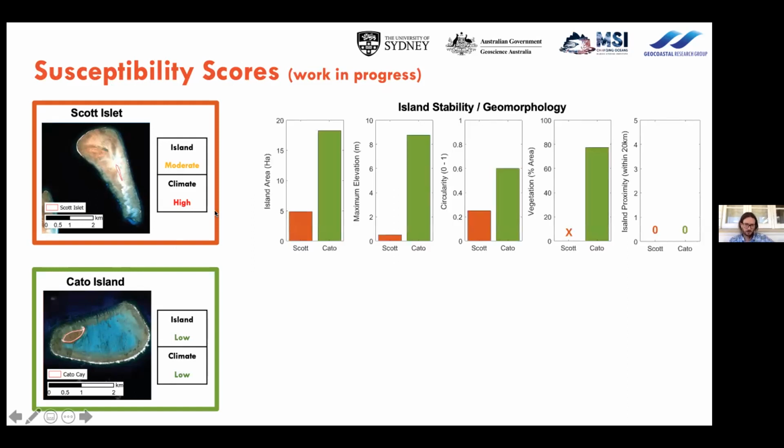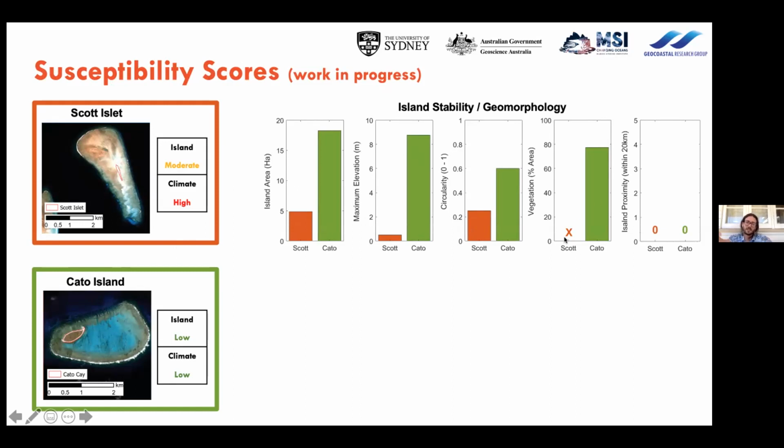So red or orange relates to the orange in the graphs and the green as well. So small island versus a big island, low island versus a higher island. One's more circular than the other. One has vegetation, one doesn't.